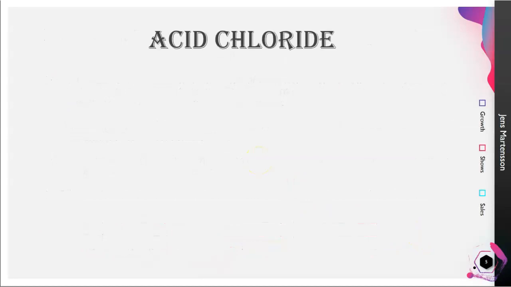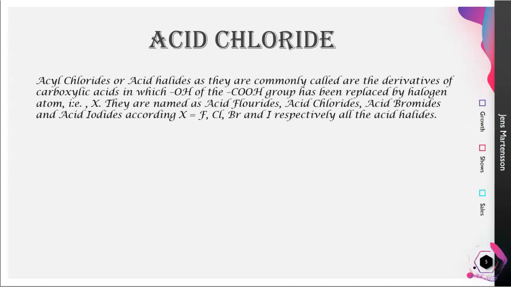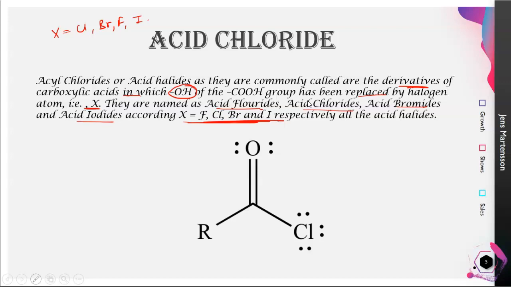So proceeding further to the main topic, acid chloride. Acid chloride or halide are commonly called the derivative of your carboxylic acid where your OH group is getting replaced by your X atom. X could be chlorine, bromine, fluorine and iodine, which is why you can name it as acid chloride, bromide and iodide accordingly. So this is the structure of your acyl chloride. This is how you represent the structure of acid chloride.